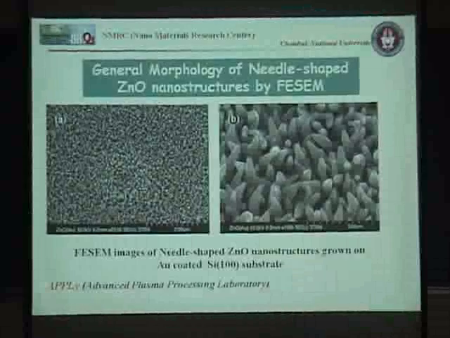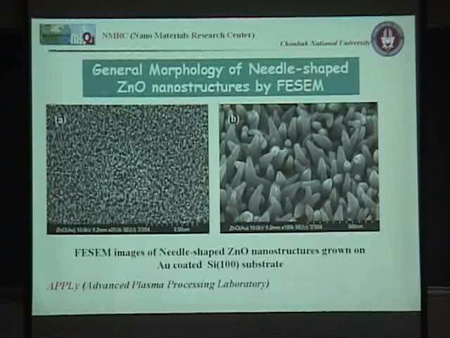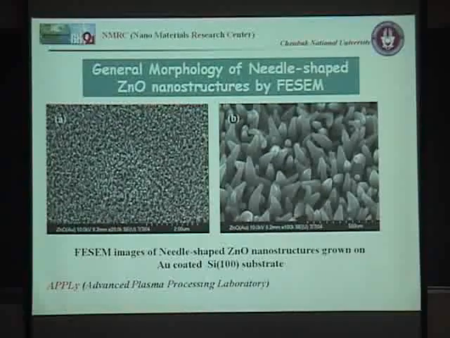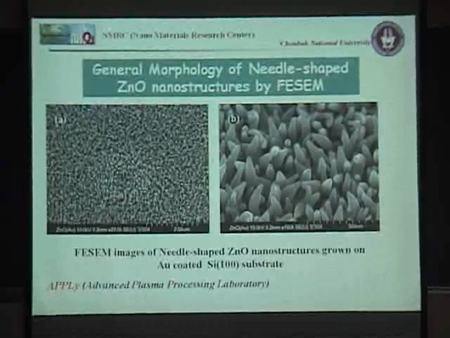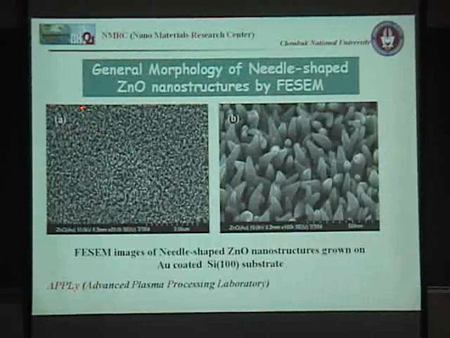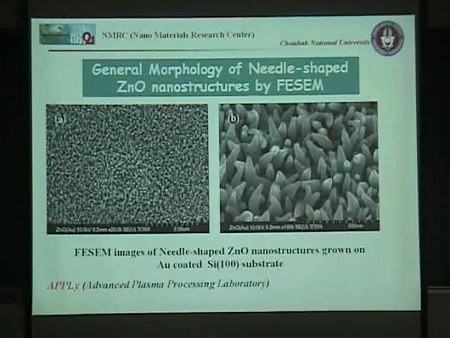So we come to our needle-shaped zinc oxide nanostructures. These figures show the zinc oxide needle-shaped nanostructures. Figure A is the low magnification and figure B is the high magnification of these structures. From figure A we can see that these structures are very dense on the substrate, while in figure B we can see that these structures are sharpened at their tips while their bases are wider.